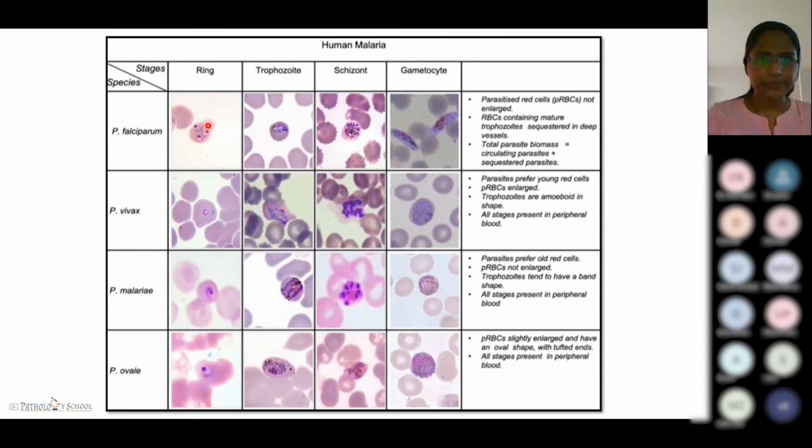So this is the chart showing different forms of the four species. First, ring form. In Plasmodium falciparum, the main feature is we get multiple rings, and chromatin dots can be one or two. But in Plasmodium vivax, there will be one chromatin dot and a single ring will be seen.